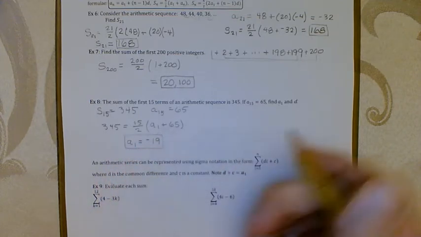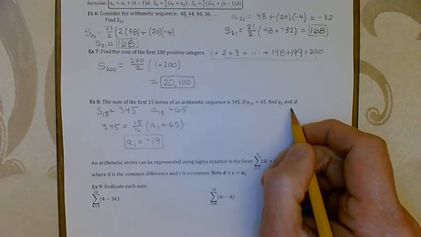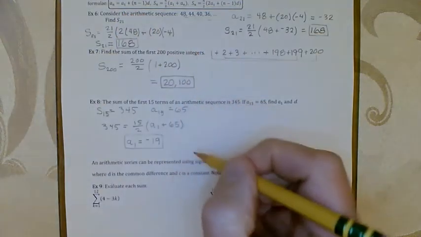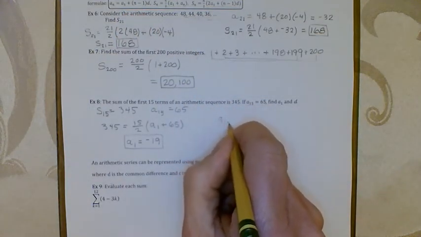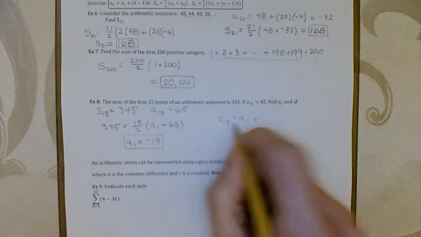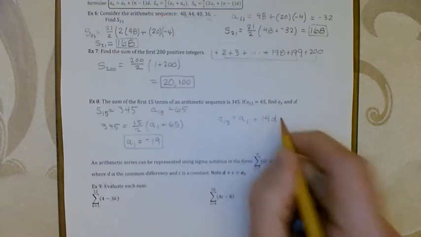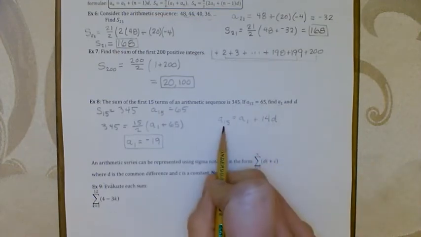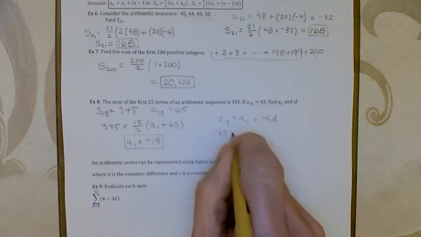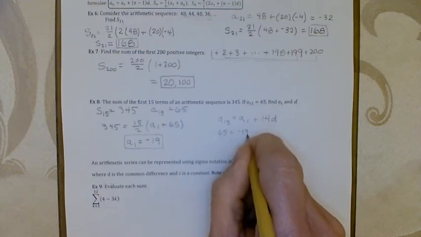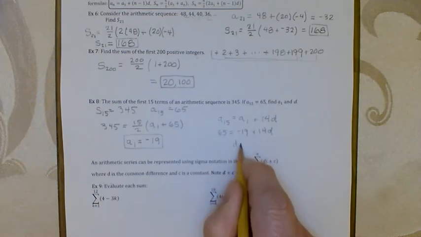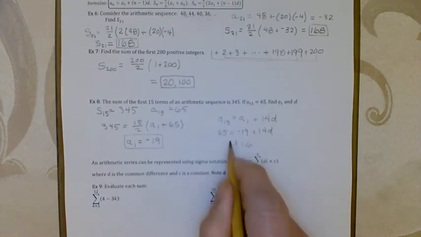All right, so we found that. Now we need to find the common difference, and so we can use this formula up here for that. We have a sub 15 equals a sub 1 plus, and then the difference in those is 14d. All right, so we just need to solve this for d. We know a sub 15, we know a sub 1. A sub 15 was given to us, that's 65. We found a sub 1, that's negative 19, plus 14d. So we just need to solve this for d. d ends up being 6, okay?